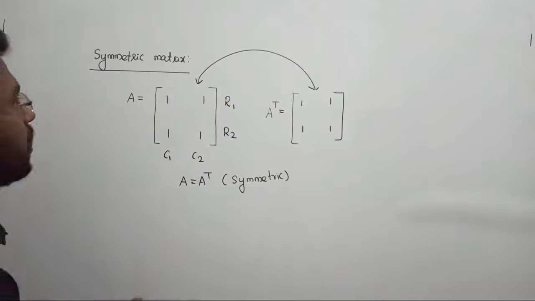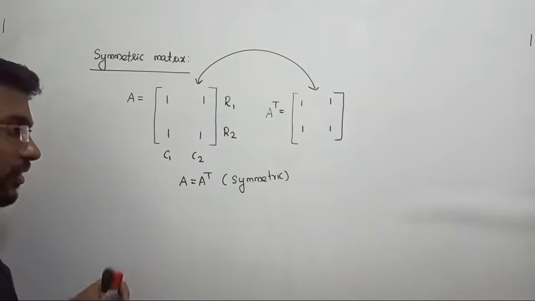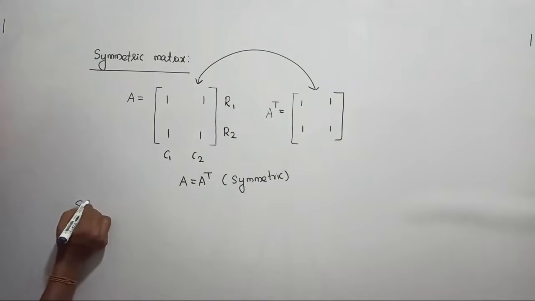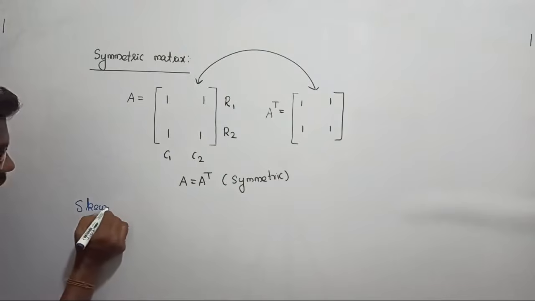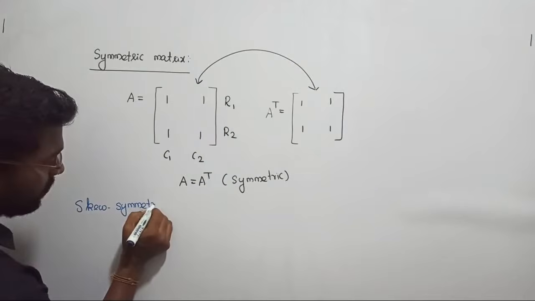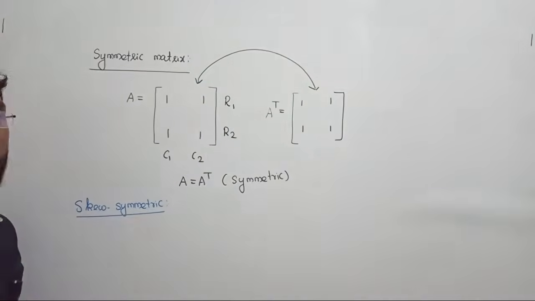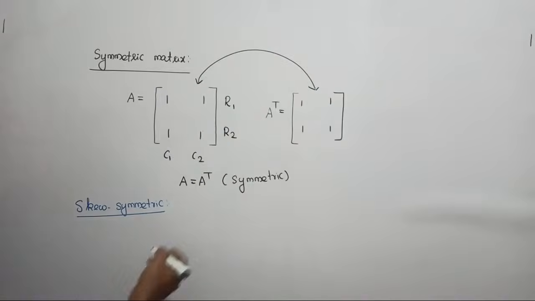Now let us talk about the second one. I said the next type of classification is called skew symmetric matrix. So let me call the second one skew symmetric matrix. Okay. Let us see. Let us talk about skew symmetric matrix. So okay, shall I write this one?